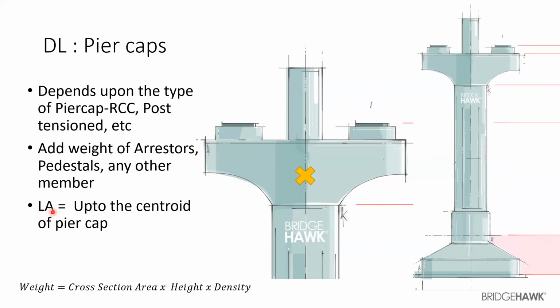Okay. So if you see, there's a lever arm up to the center of the pier cap. So basically you can assume that if you have a horizontal force, it is going to have a lever arm which is up till the centroid. But if there's any other load which is acting over here, which is a vertical load, the lever arm has to be until the face of the pier.